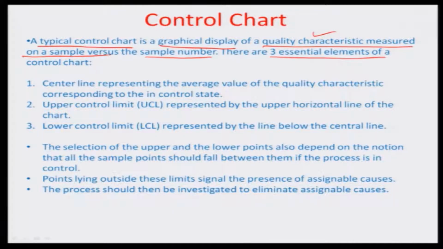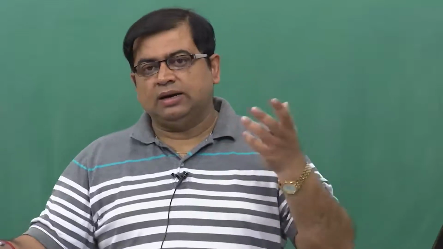One of them is a center line, which represents the average value of the quality characteristic corresponding to the in control state out of all your observations. Let us say you are observing 100 samples out of 1000 which are being produced, so about 10% is inspected, and in these 100 samples you have an average value recorded. When you are talking about the diameter of a shaft, it may be the diameter measured in those 100 samples, giving a certain mean value recorded as a center line.